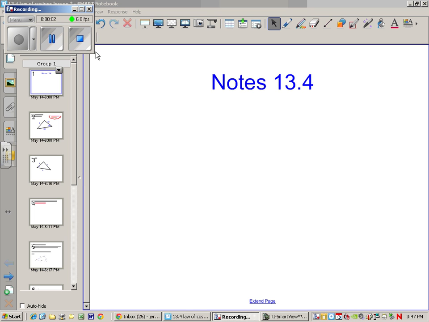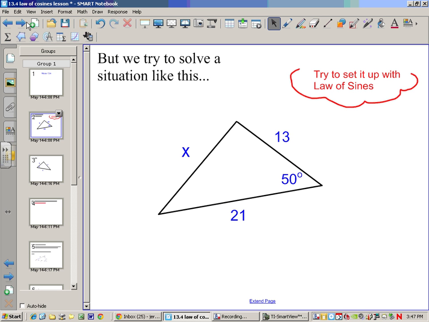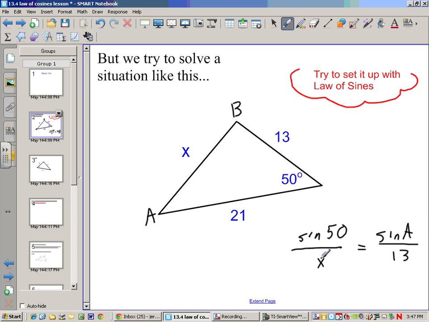Hello, today we're going to look at 13.4, which is the law of cosines. Now, first we want to look at this situation. If I wanted to set up this situation and solve for x using the law of sines, I would say the sine of 50 over x is equal to, say if this is a and b, the sine of a over 13, but I can't solve this because there's two variables. Or I could say sine of b over 21, and I have the same situation. So I can't solve this with the law of sines.